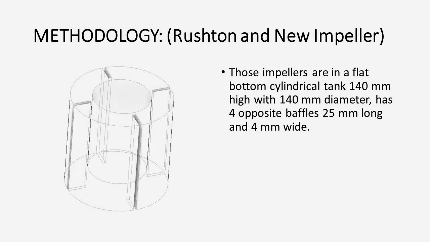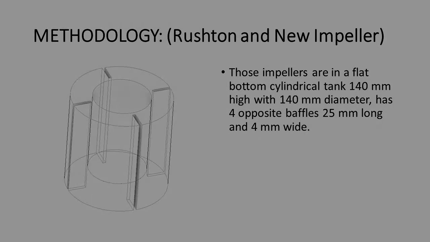The tank for both impellers has a 140 mm height and 140 mm diameter. It has 4 opposite baffles, 25 mm long and 4 mm wide. They go from the top to the bottom of the tank.